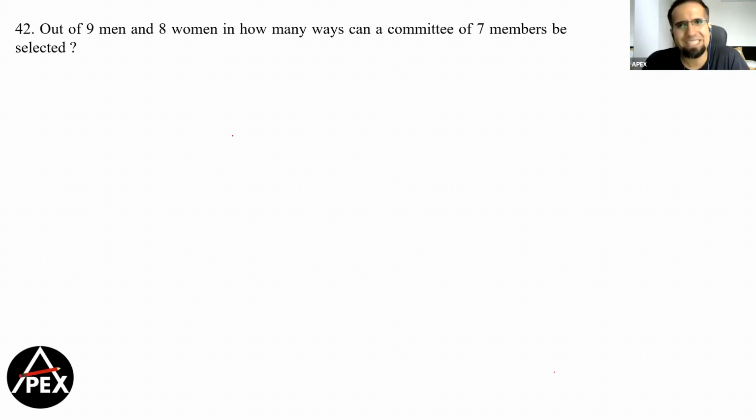Yeah, so it says a very simple question, guys. I have 9 men and 8 women. I want a committee of 7 members without any conditions. So that becomes 17C7 without any conditions. So all of you are correct. That's perfectly fine. Let's go ahead on this.